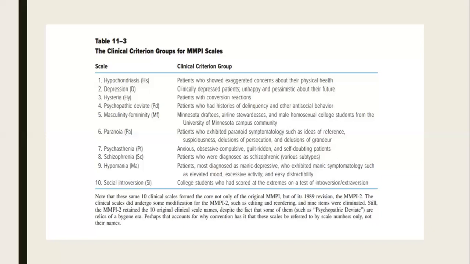The eighth one is schizophrenia: patients who were diagnosed as schizophrenic, various subtypes. And hypomania: patients mostly diagnosed as manic-depressive who exhibited manic symptomatology such as elevated mood, excessive activity, and easy distractibility. And the last one is social introversion, wherein college students had scored at the extremes of the test of introversion and extroversion.